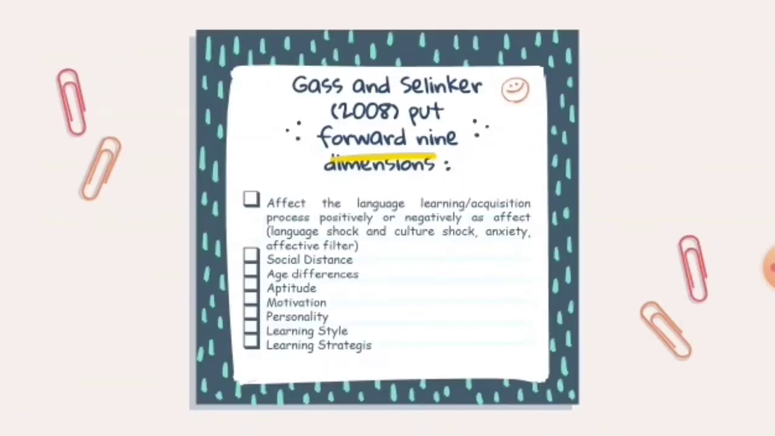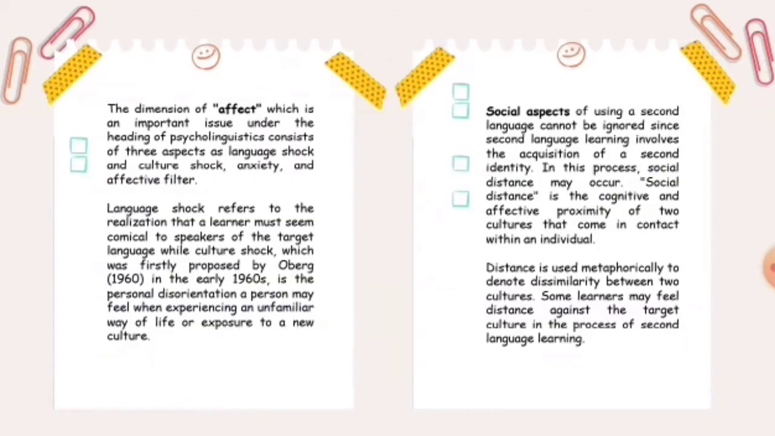So, according to Gass and Selinker 2018, there are 8 dimensions. The first is affect, which is an important issue under the heading of psycholinguistics, and consists of 3 aspects: language shock and culture shock, anxiety, and affective filter.